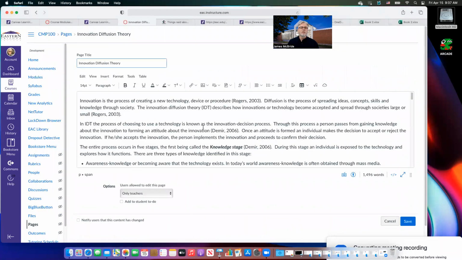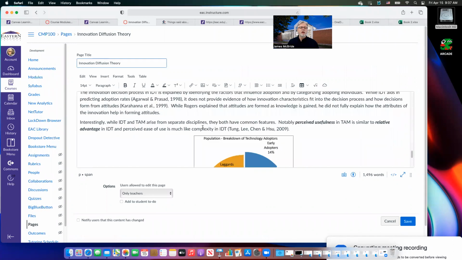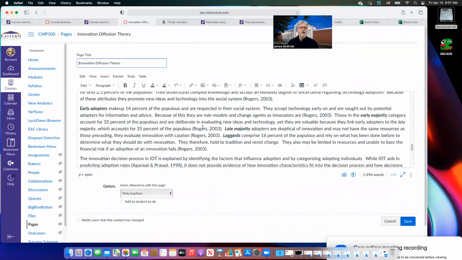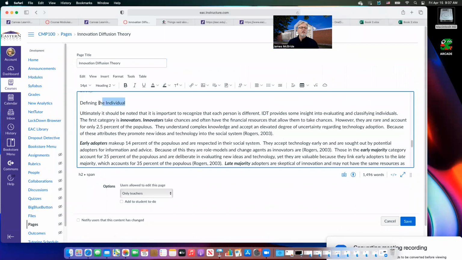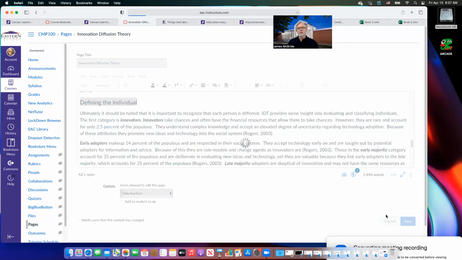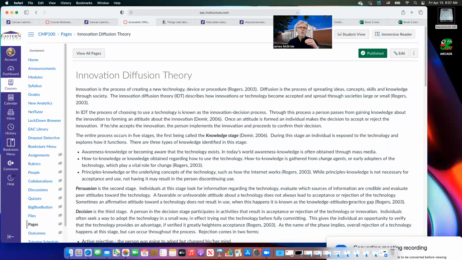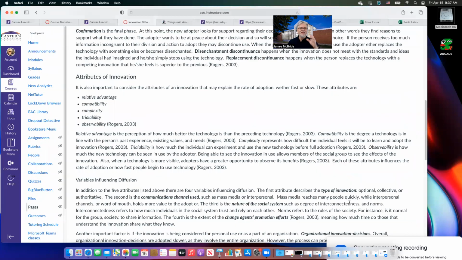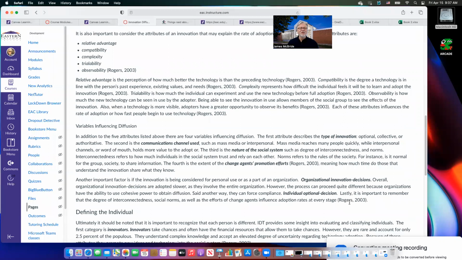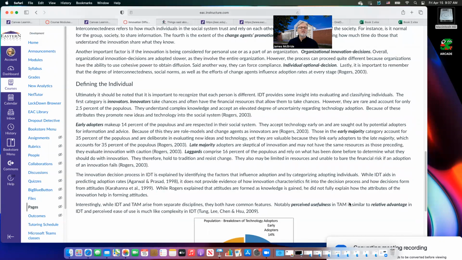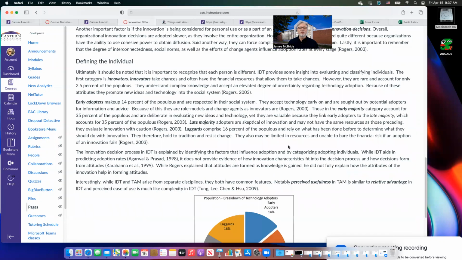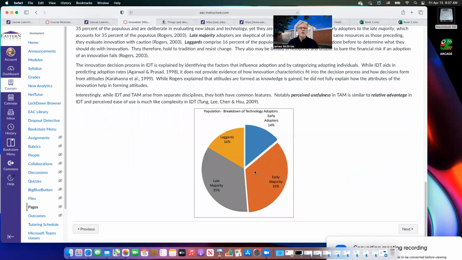Well, I'm going to hit this real quick. So what are we looking at? Well, if we're going to talk about how innovation diffuses through a society, right? That's what we're looking at. Then we definitely got to take a look at the way people are, like fundamentally the way they are. And so defining the individual, we're going to jump down here to this portion.